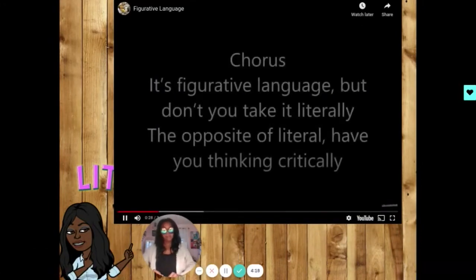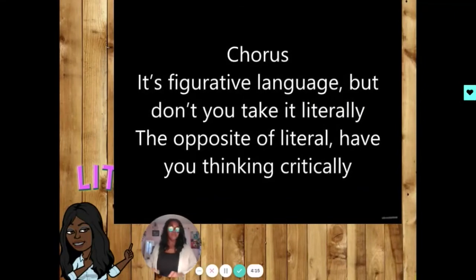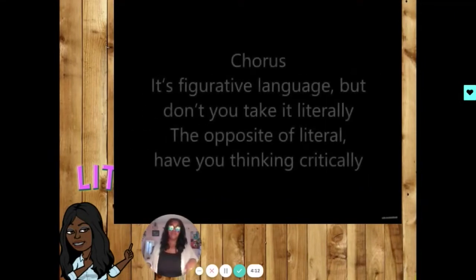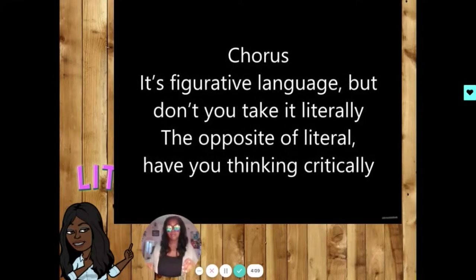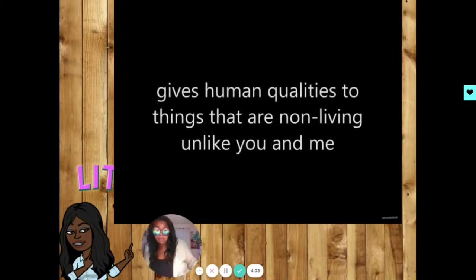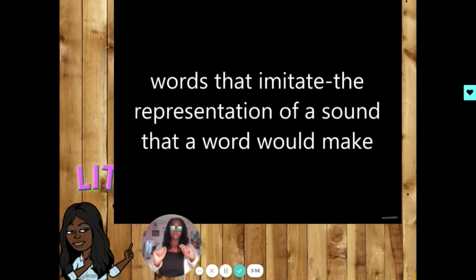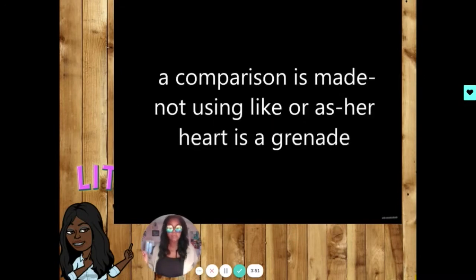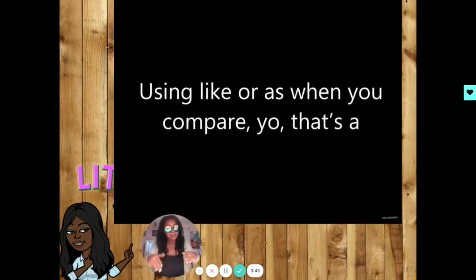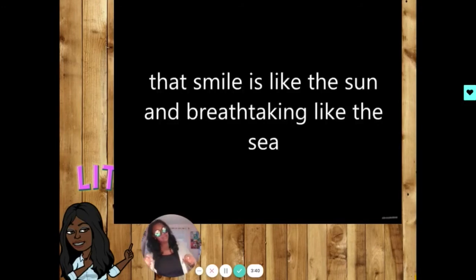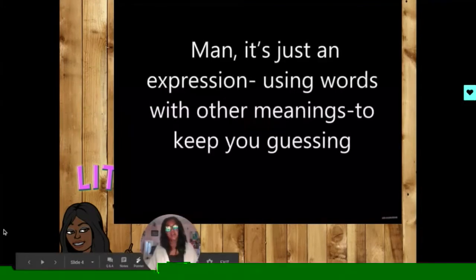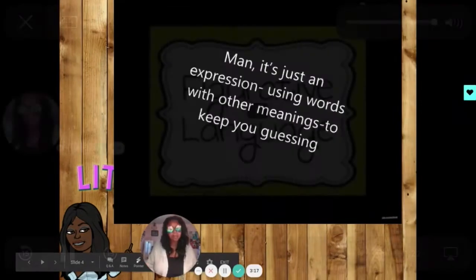It's figurative language, but don't you take it literally, the opposite of literal. Have you thinking critically? Personification gives you the qualities to things that are not living, all like you and me. Words that imitate the representation of a sound that a word would make. Metaphor. A comparison is made, not using like or as. Her heart is a grenade. Using like or as when you compare, that's a simile. That smile is like the sun. It's figurative language, but don't you take it literally.